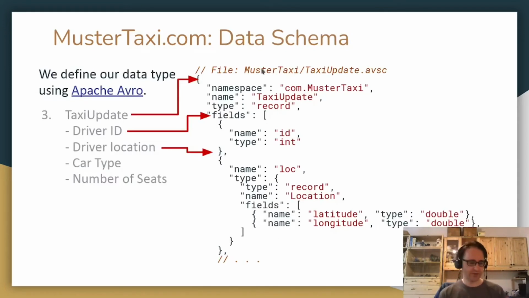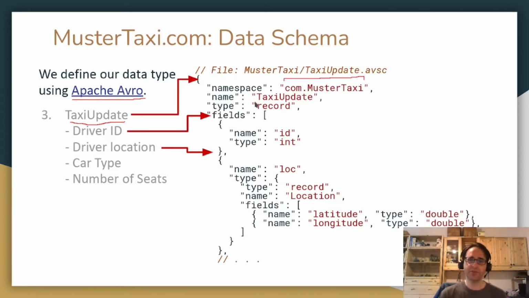The way you define your data is using the Apache Avro syntax, which is a schema, but the schema itself is in JSON format. So let's start breaking apart our requirements for the taxi update, which is sent by our drivers. The first thing is you have to choose a namespace. It's like a container for your data to live in. This is the one assigned to our account, com.mustertaxi. I'm just using Java naming conventions, so the com comes in front. It's a common thing to do.